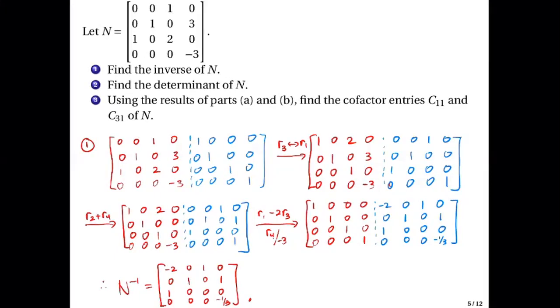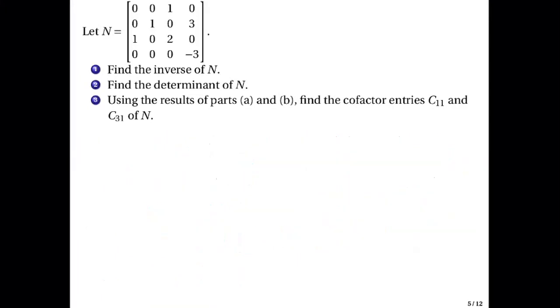Next, we want to find the determinant of N. So from here, we can just do expansion, and we expand along the first column. You can also expand along the first row, but anyway, I'll expand along the first column.